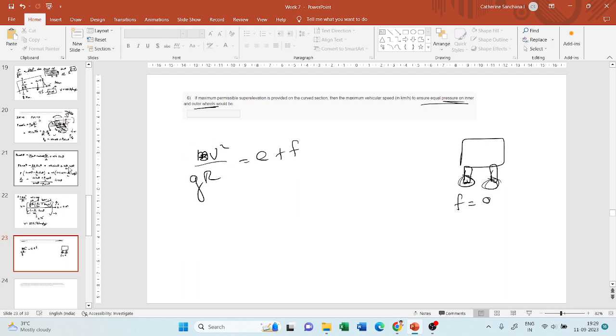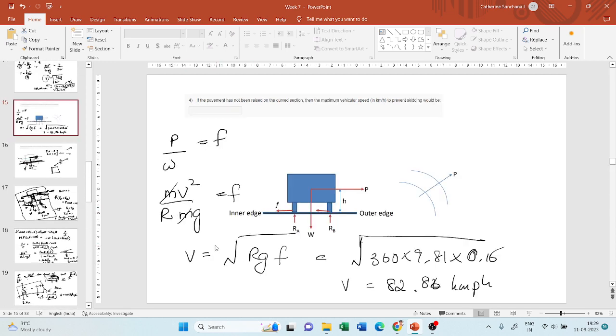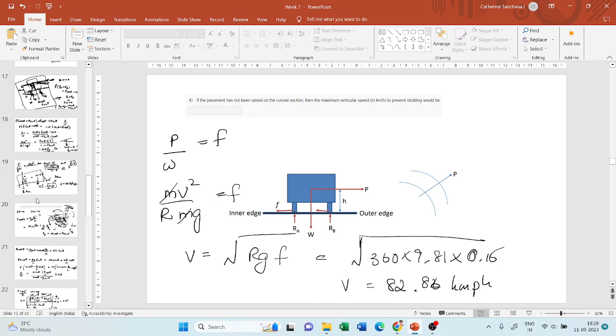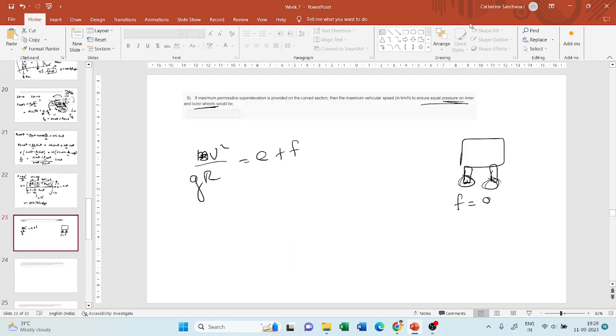Okay, this is the equation which we saw for skidding on an elevated section. Yeah, v square by gr is equal to e plus f. In this equation, they are saying that f has to be 0, only then equal pressure can be maintained in the inner and outer wheels.